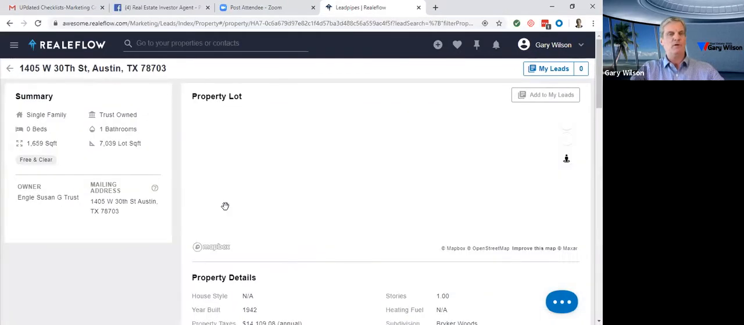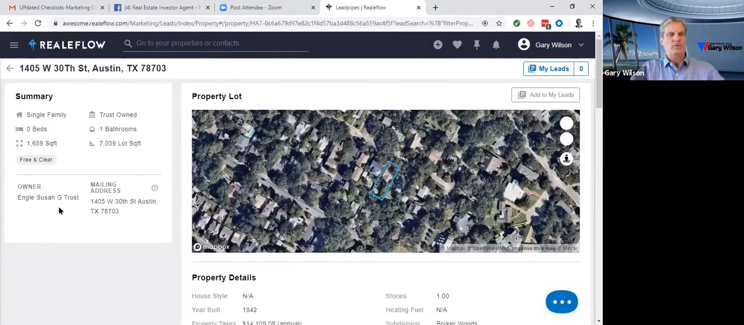1405 30th Street, Austin. So Melanie, there's the owner. If you want to do a screenshot, Melanie, just grab this while it's up. Do a screenshot of this. So this person owns the property free and clear. It's owned by a trust. Not sure what it is, but bottom line is to get the owner and the owner's address, and you might be able to find yourself a good deal there for somebody. Good investment property.